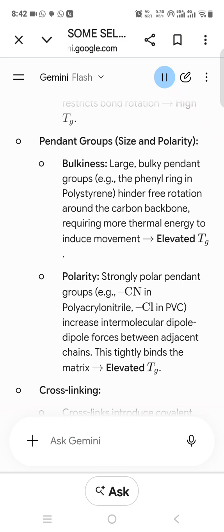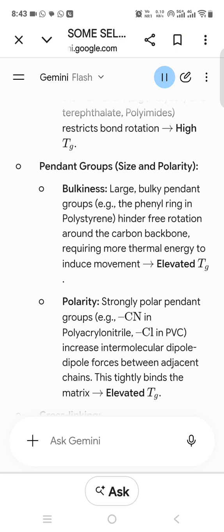Question 3. Structure-property relationships, glass transition temperature. Define glass transition temperature, T_G. Discuss how the following structural parameters influence the T_G of a polymer: chain flexibility and rigidity, pendant groups, size and polarity, and cross-linking. 10 marks, model answer.